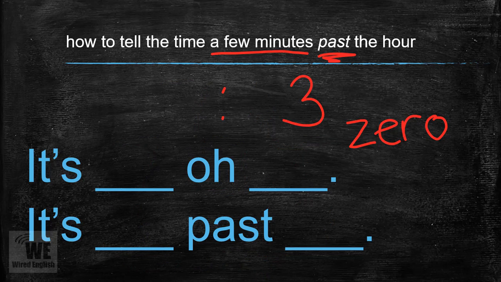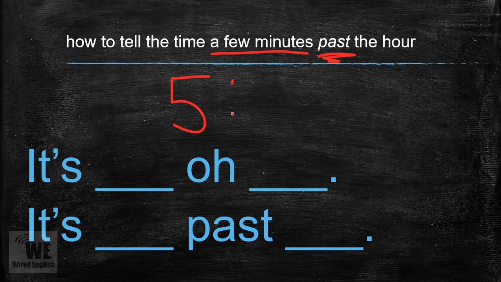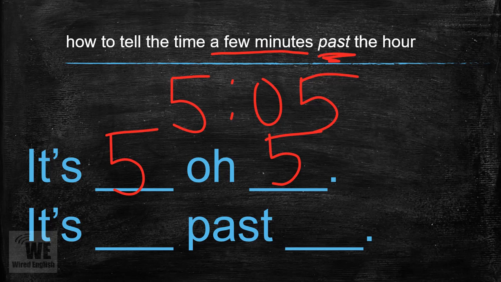Okay, let's take a look at another example here. Let's go with this one here. So the easy way is to say it's 5:05. The other way to say it is that it is 5 past 5. Okay, it's 5 past 5.